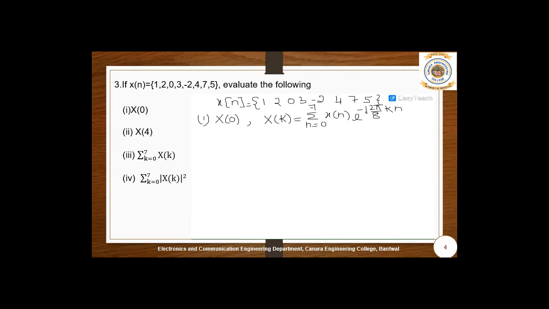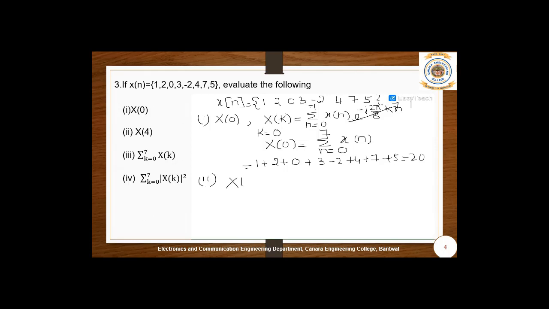Now let us put k value equal to 0 so that this becomes x of 0. So this will be summation n value varying from 0 to 7 x of n, as this turns out to be 1. So this is 1 plus 2 plus 0 plus 3 minus 2 plus 4 plus 7 plus 5, that is equal to 20.